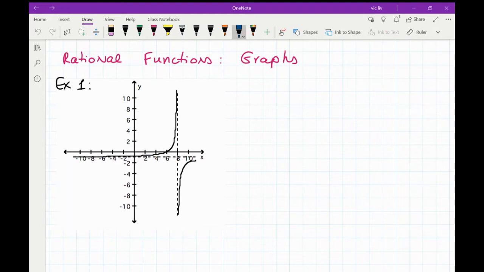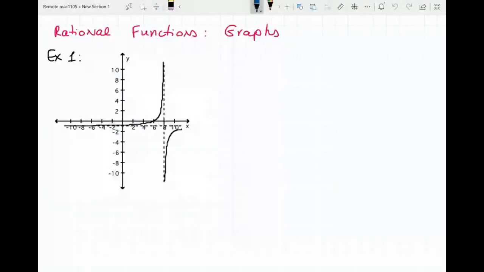So I've improved some of the graphics over here, so hopefully the video is going to come out a little bit better this time around. So let's go ahead and look at some more examples of rational functions. Specifically, we're going to look at graphs.